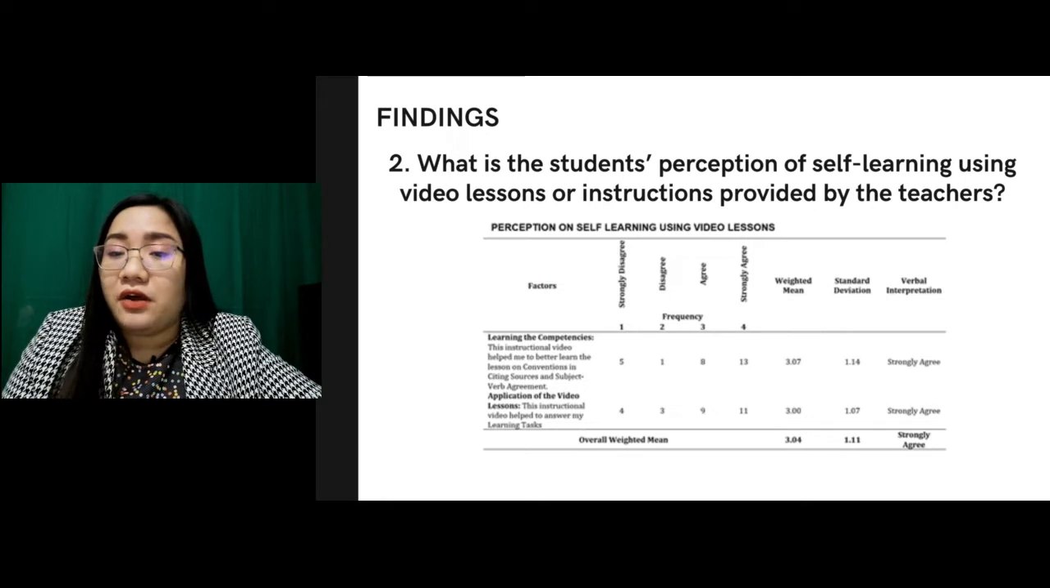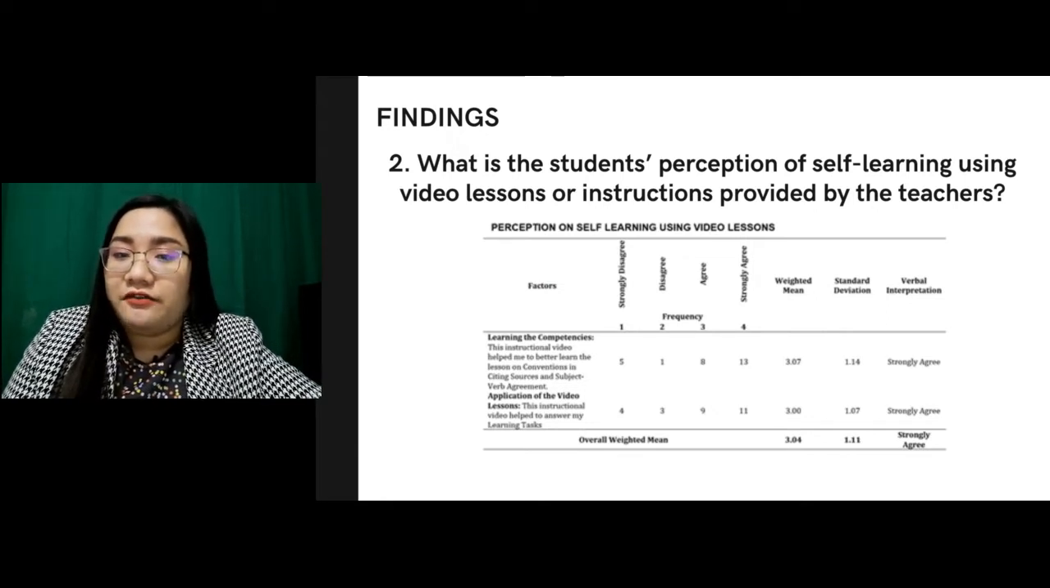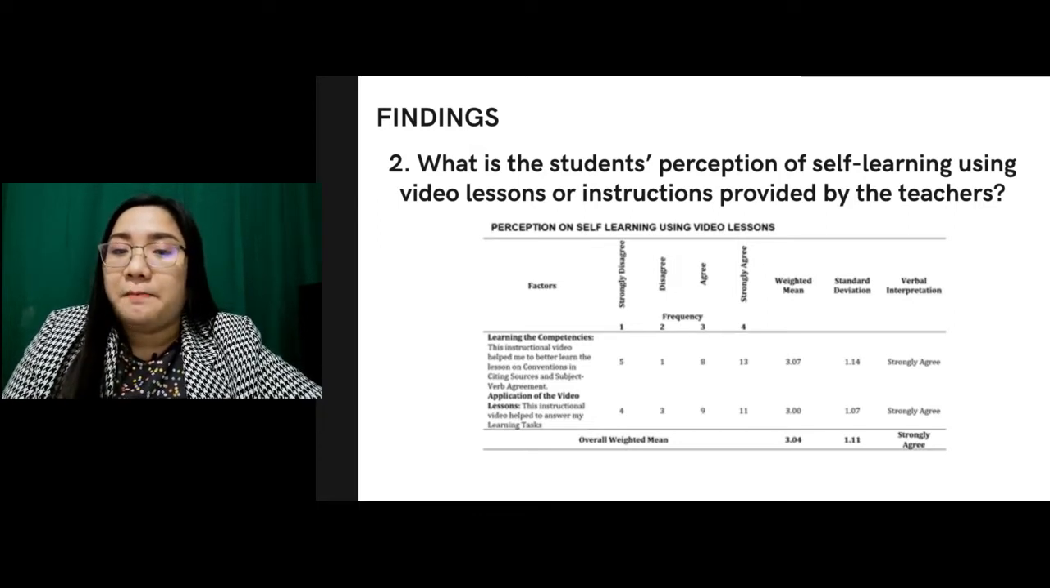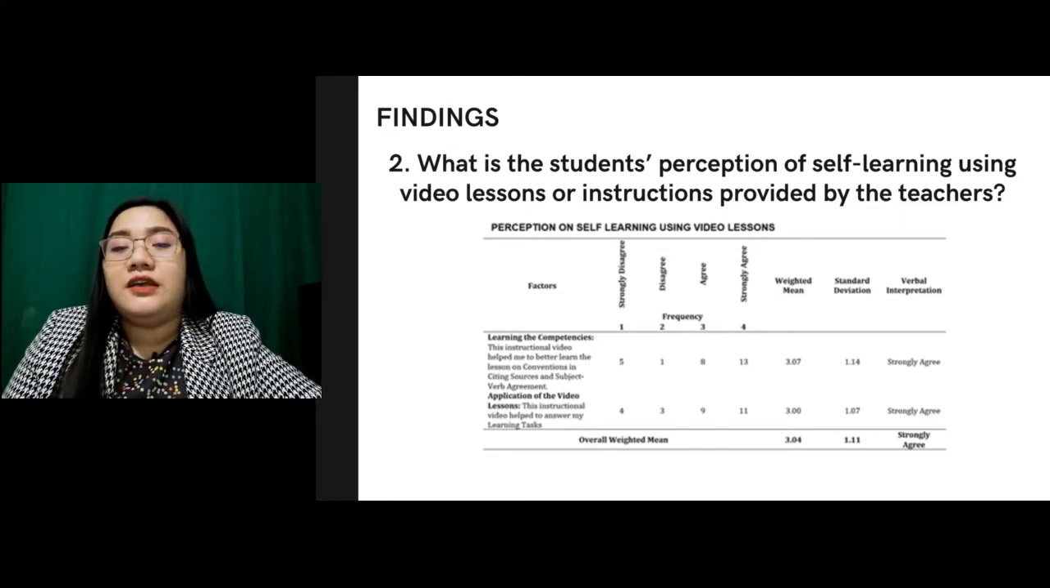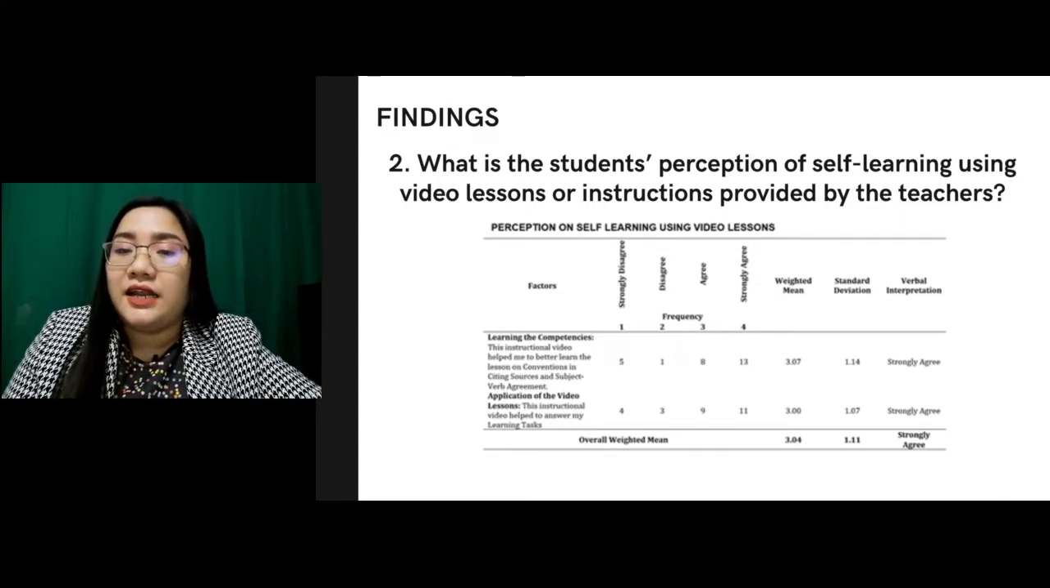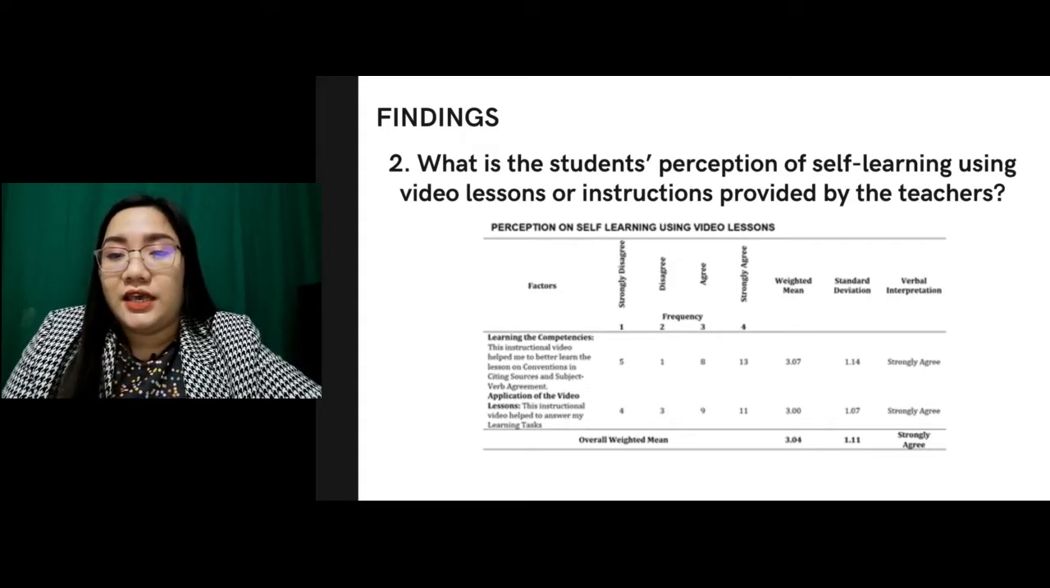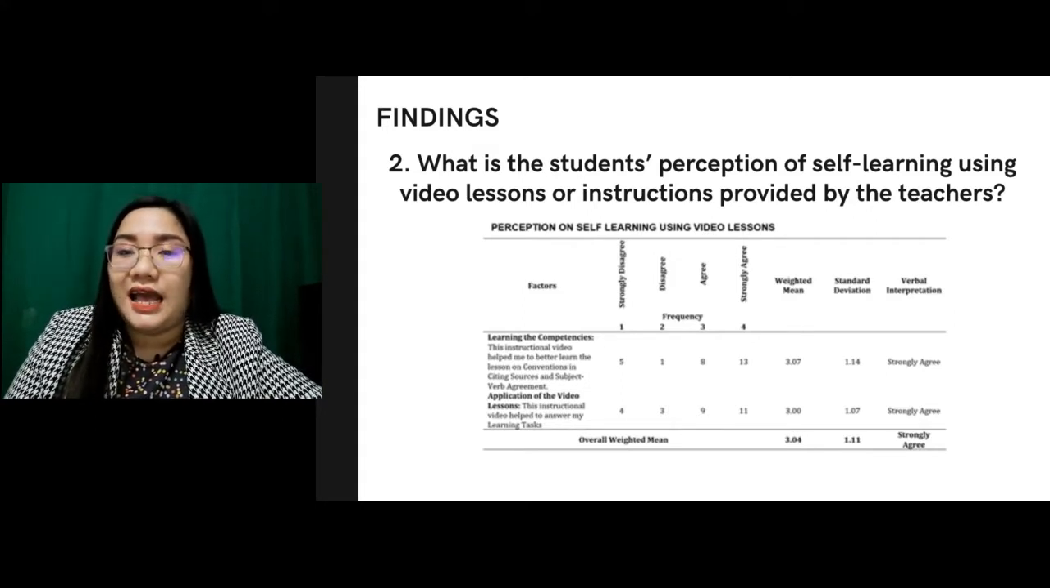Having a weighted mean of 3 and standard deviation of 1.11 is verbally interpreted as strongly agree. This implies the factors that contribute to determining the students' perception of self-learning using video lesson or instruction provided by the teachers, but overall, the elements gathered a weighted mean of 3.04 and a standard deviation of 1.11, which is verbally interpreted as strongly agree.